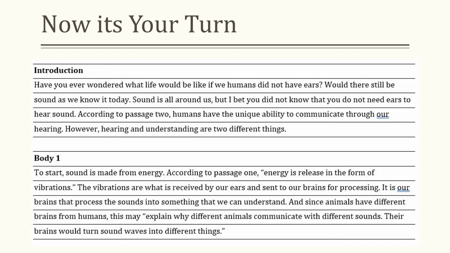Now, I found that extremely interesting because that would explain why elephants and zebras and tigers all make different sounds, right? And it's because they all have different types of brains. Our Creator gave each animal, including humans, a different type of brain. And so the sounds that we make and the sounds that we hear are very, very different. So the point that I was trying to make is that sound is made from energy and our brain is what processes it. All right, so go ahead, pause the video and write this down in your composition book.